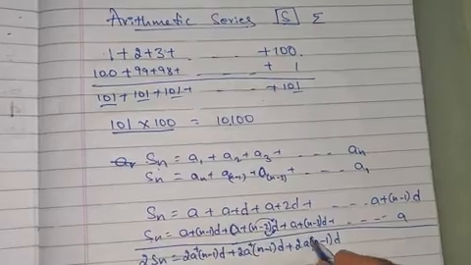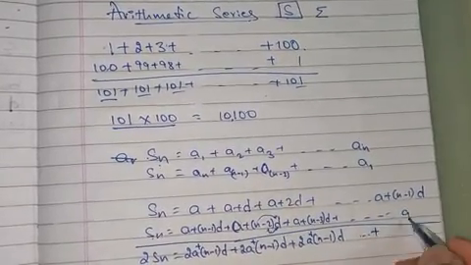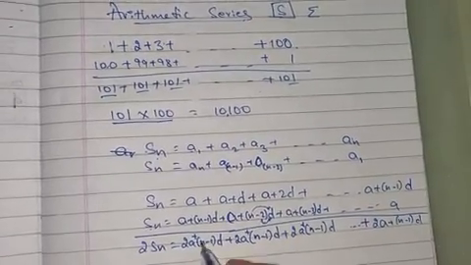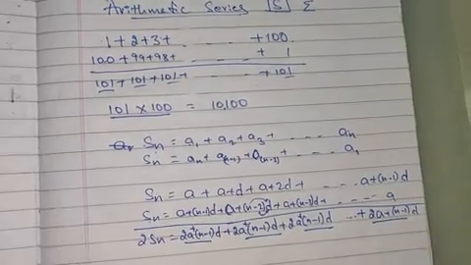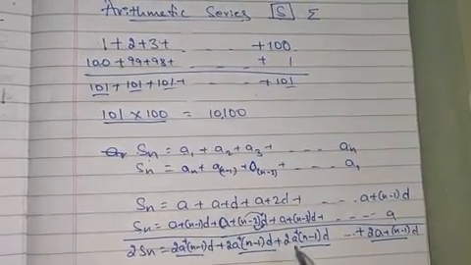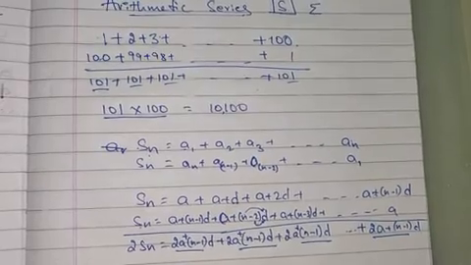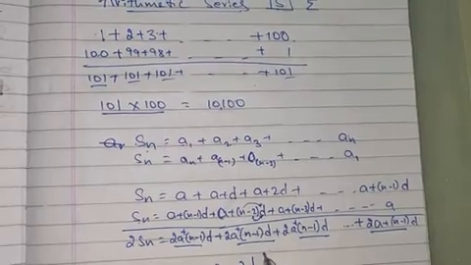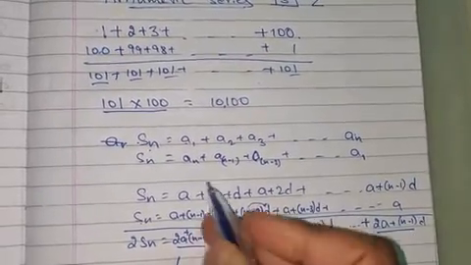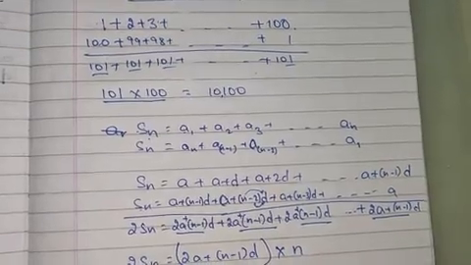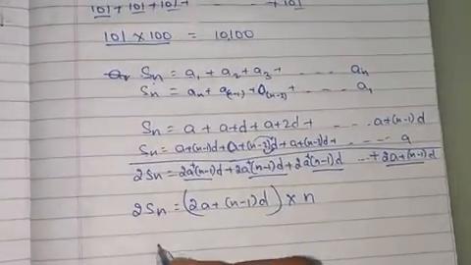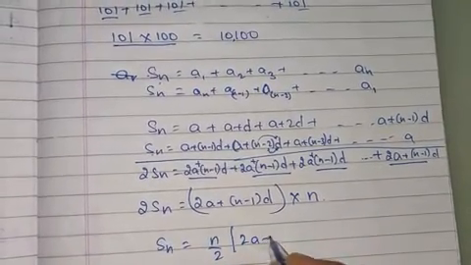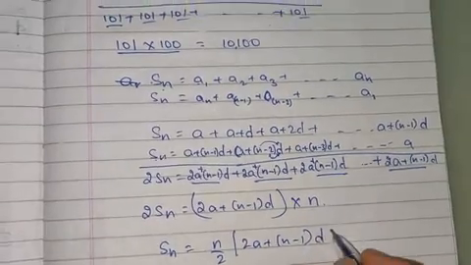So 2A plus, 2A plus, 2A plus and so on up to A plus A, 2A plus n minus 1 into D. So we have some common term, that is 2A plus n minus 1 into D. So 2 times Sn is equal to 2A plus n minus 1 into D into how many terms are there? There are actually n terms into n. Let us take 2 to the right side. We get Sn is equal to n by 2 into bracket 2a plus n minus 1 into d.